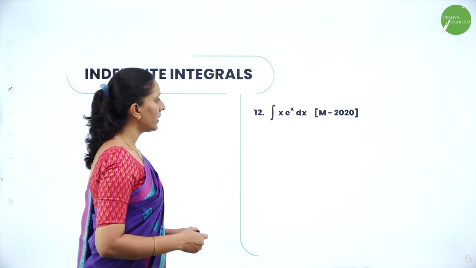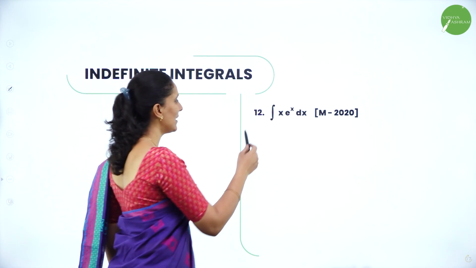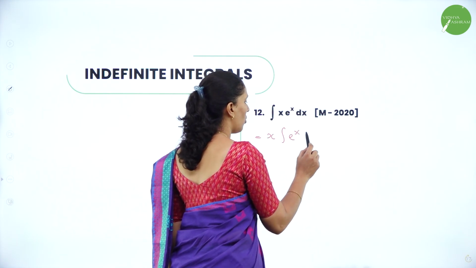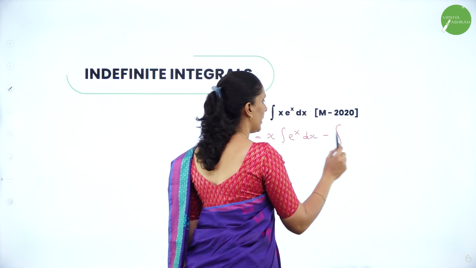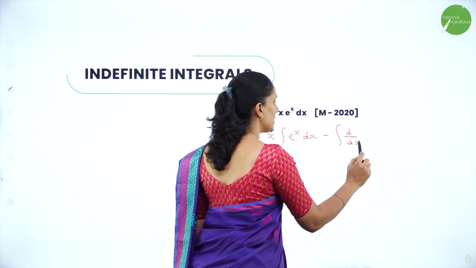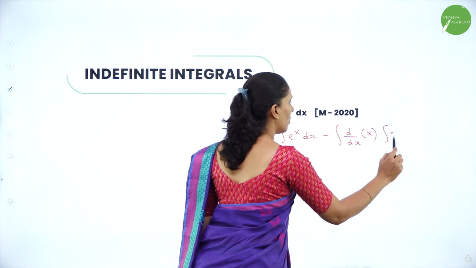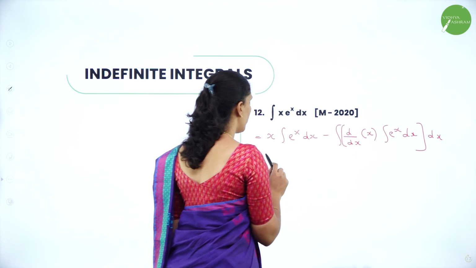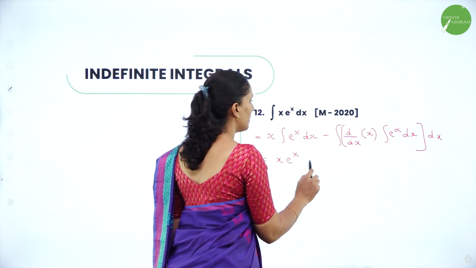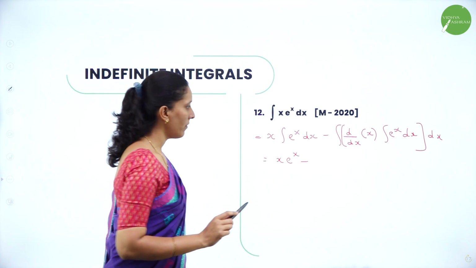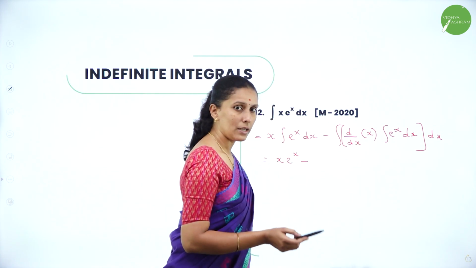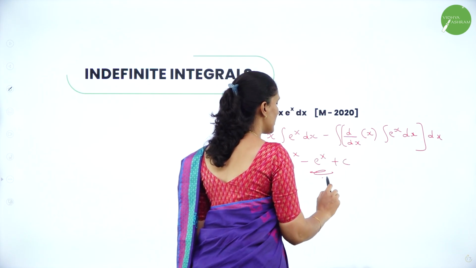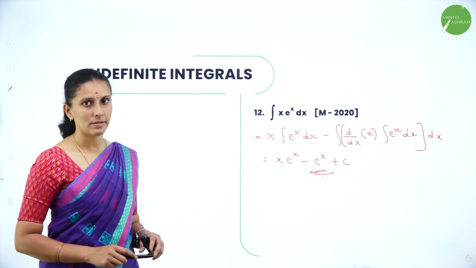Next question, we have the integral of x e power x dx. Let us apply integration by parts. First function, integral of second, minus integral of derivative of first, integral of second, again with respect to dx here. So we have x e power x minus derivative of x, which is 1, integral of e power x, which is e power x again. Integral of e power x is e power x only. So the answer is x e power x minus e power x plus c.